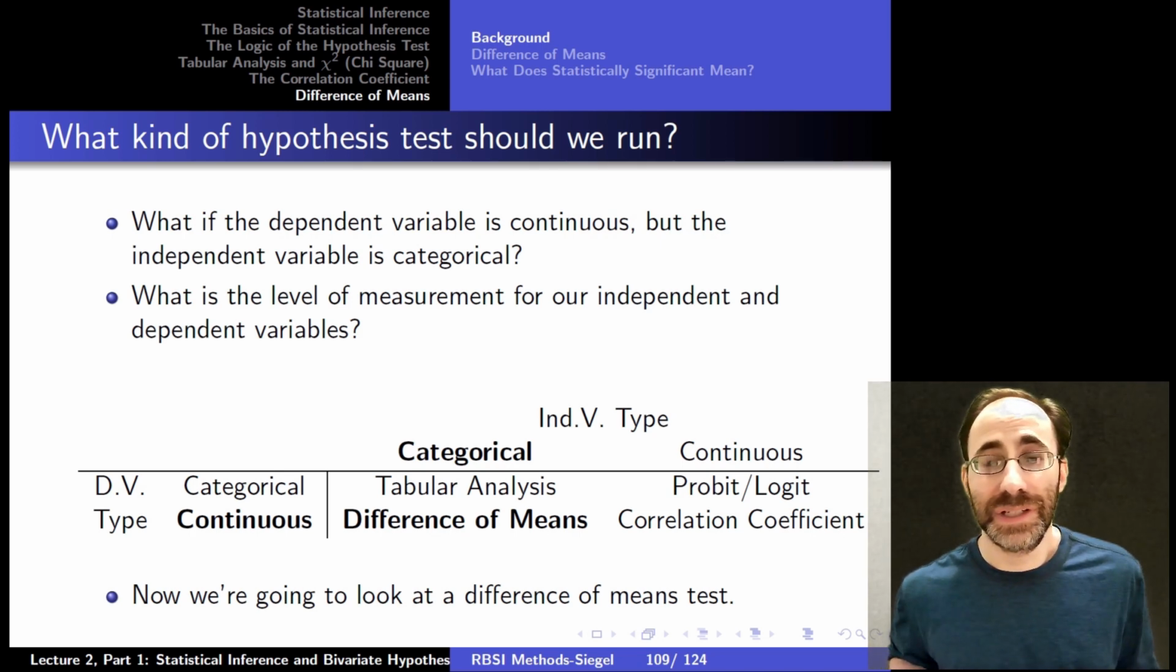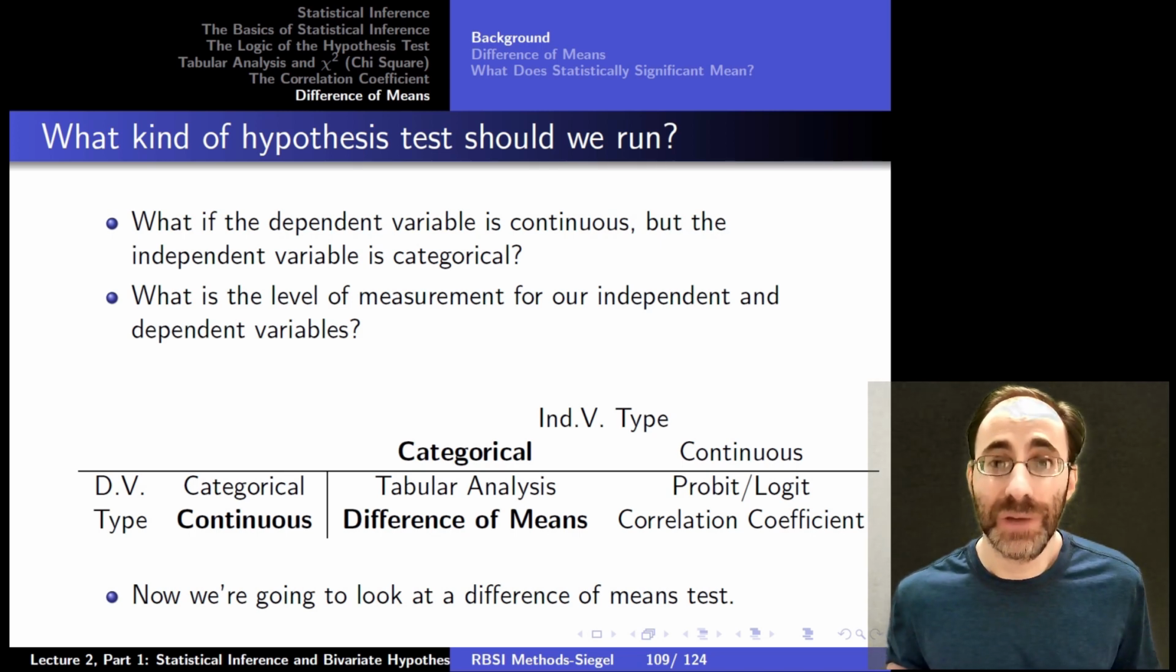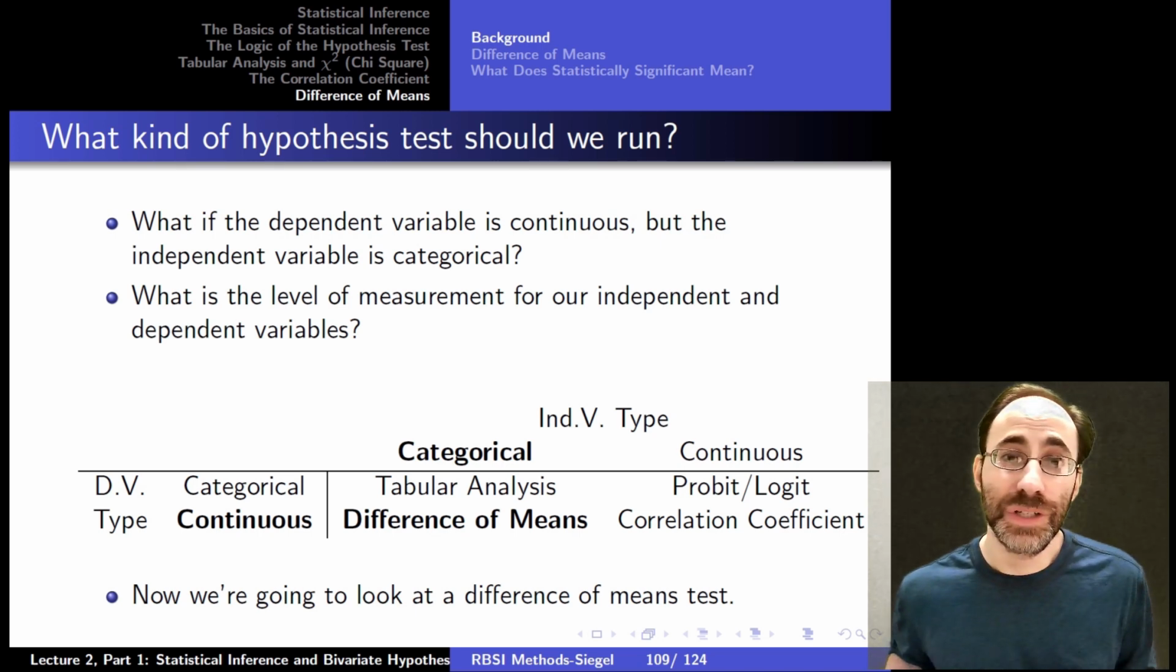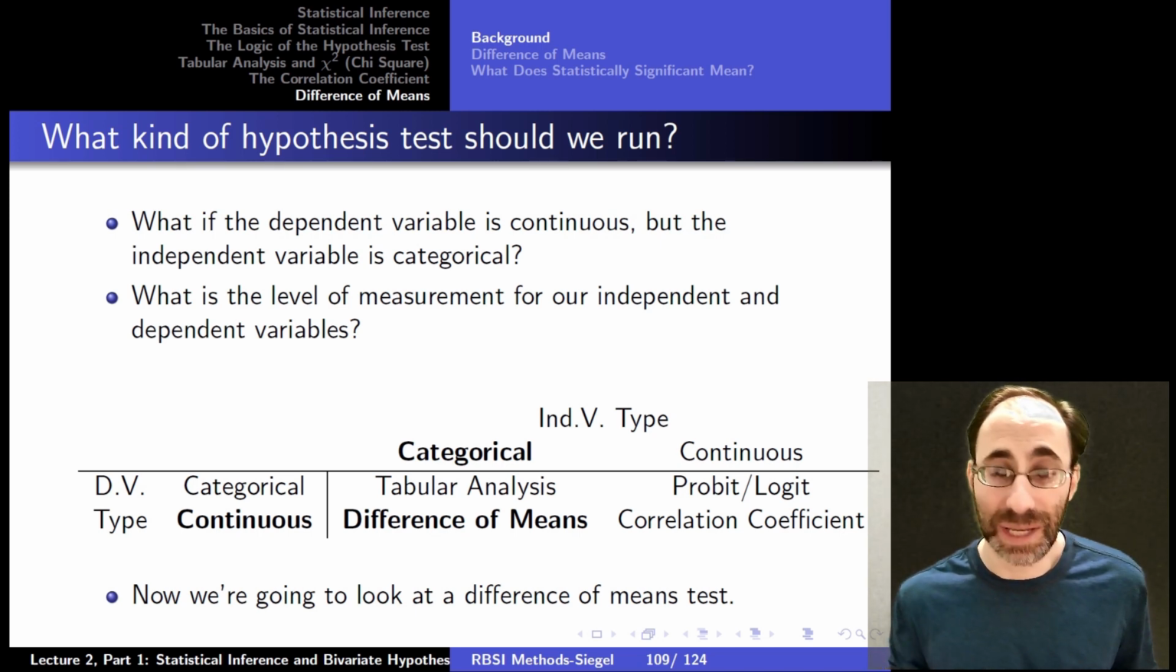The modal example of this is when you have a treatment and control group, where you have two different groups, and you're trying to compare behavior in one group to behavior in the other group, or some outcome in one group to an outcome in another group. To do this, we're going to use what's called a difference in means test.